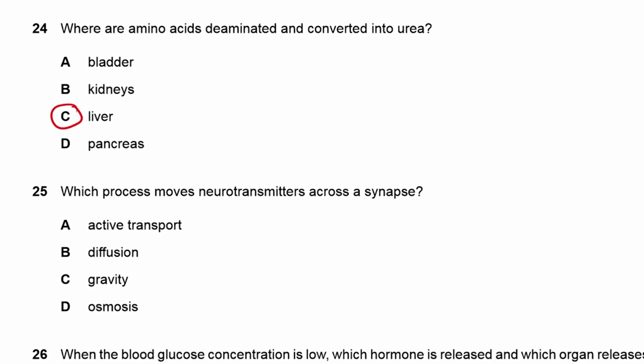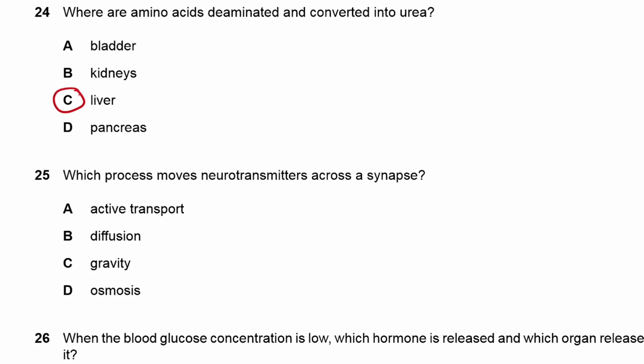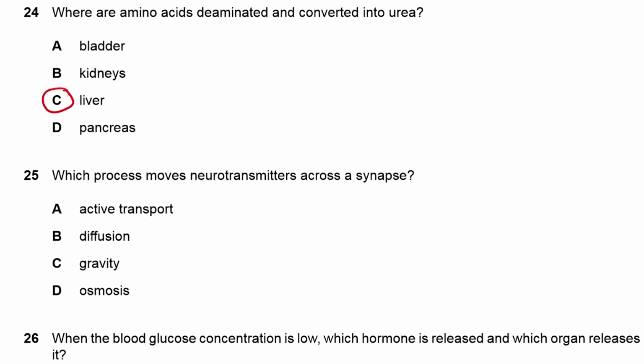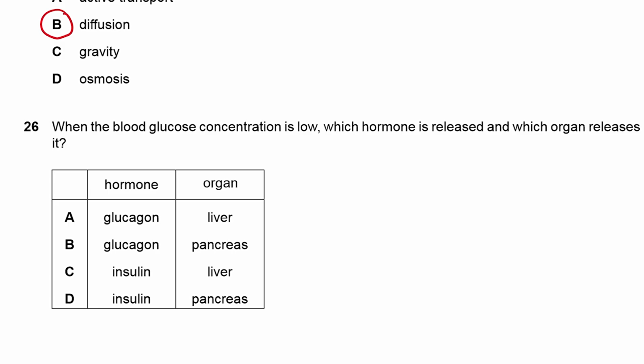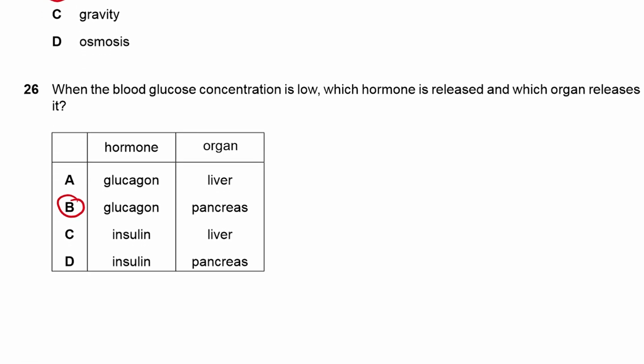Which process moves neurotransmitters across the synapse? The neurotransmitters usually diffuse across the synapse. Alright, so here we'll say choice B. Number 26 says, when blood glucose concentration is low, which hormone is released and which organ releases it? Alright, so when blood glucose is low, the hormone that is usually released is glucagon. Why? Because glucagon converts glycogen to glucose. And glucagon is a hormone produced by the pancreas. So it is going to be B, not liver, by the pancreas.